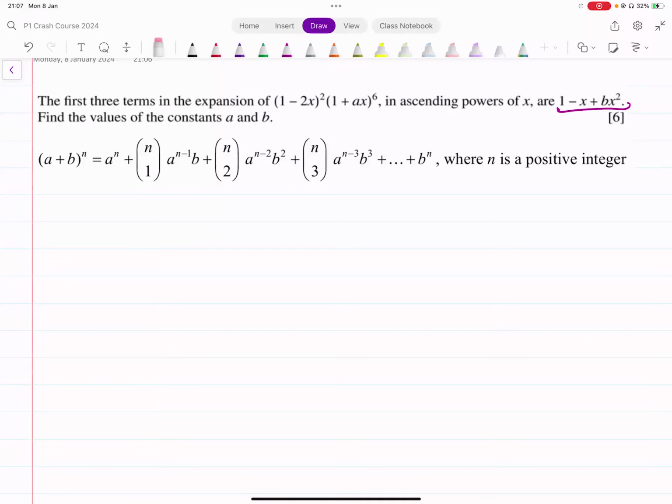So what they've done is they have given us an expansion already. They've given us the first three terms in this expansion, 1 minus x plus bx squared. What we can do is we can do our own expansion and then compare that with what they have given. Okay, so let's try that.